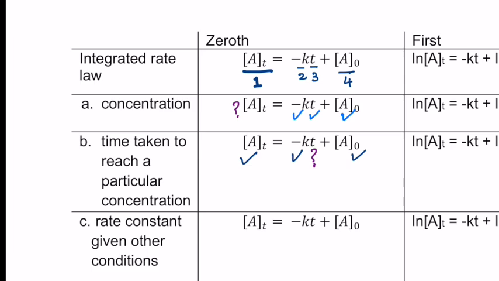Or the only other thing they can ask you to find is the rate constant. Then be sure that somewhere in the question you're given the value of time and the initial and final concentrations. There really isn't any other kind of question to ask.